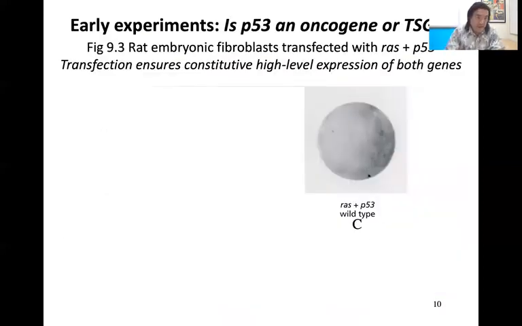So the fundamental question: is p53 an oncogene or is it a tumor suppressor gene? This early experiment, I think, is a wonderful experiment because it seems very straightforward, right? But then things kind of go off the tracks really quickly. It's a classic experiment where they took rat embryonic fibroblasts that they transfected with expression plasmids for RAS and p53. So 2 different expression constructs, right? When you put them in these rat fibroblasts, these rat cells make tons and tons of RAS, and they make tons and tons of p53.